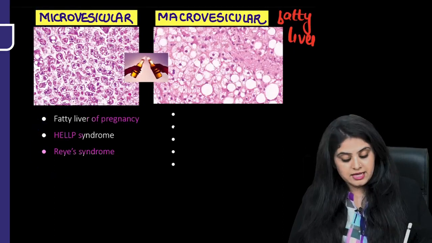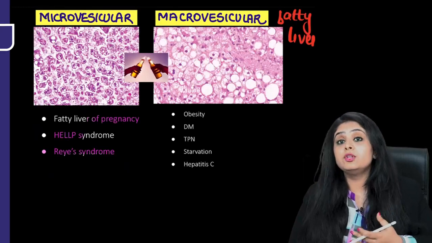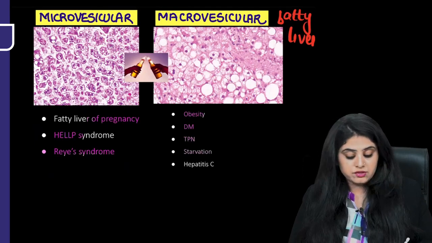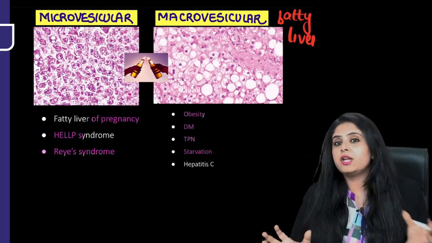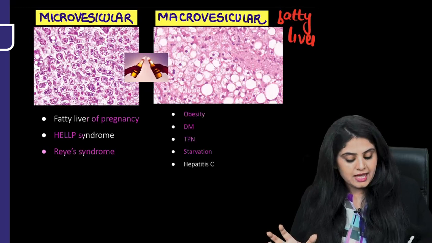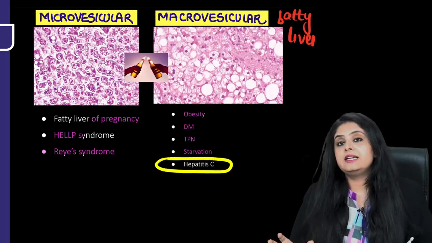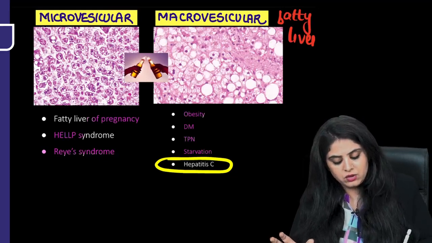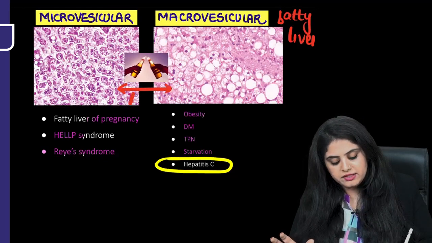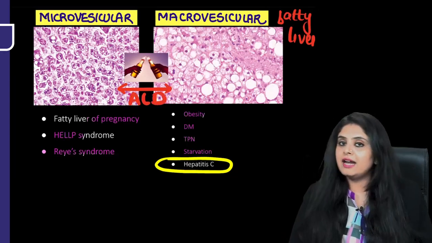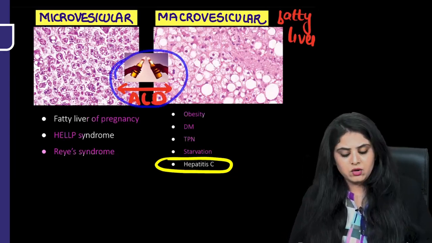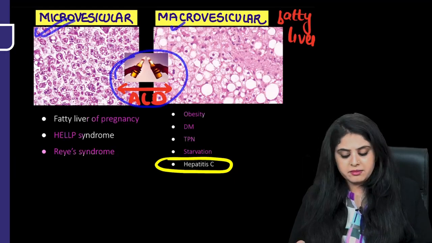So anything related to kids is going to show you microvesicular fatty liver. And all the other things related to nutrition, like we have obesity or diabetes, parenteral nutrition, starvation, so any metabolism or any kind of nutrition problem, and hepatitis C, they tend to show you macrovesicular. So where is alcohol? Alcohol as usual, alcohol everything. Alcoholic liver disease shows you microvesicular and macrovesicular fatty liver. Okay, let's consider a case of alcohol. Alcohol mein pehle chhota chhota vesicles tha, then big vesicles.